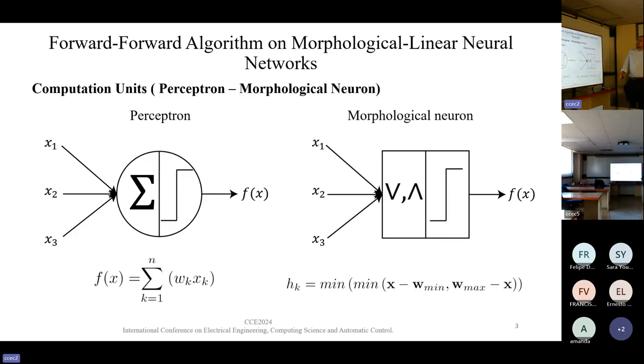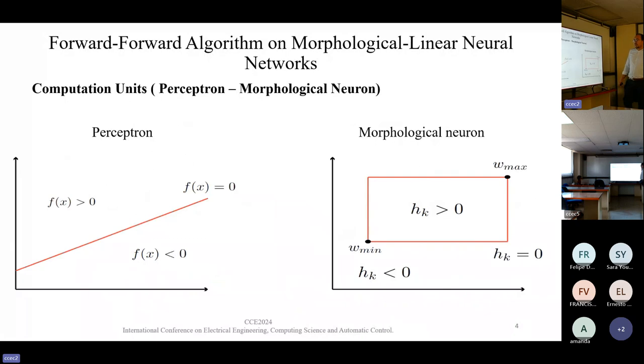So we start with the computation units. The perceptron performs linear transformations, performing just multiplications and summations, on the left side. On the right side, we have the morphological neurons. These morphological neurons perform operations like maxima and minima, summation and subtraction as well. These two computation units are the base of all neural networks. The perceptron can be represented graphically as a hyperplane or a line in the space, and the morphological neuron can be represented as a hypercube or a box in the space. So these two units can be used to classify patterns in the space.